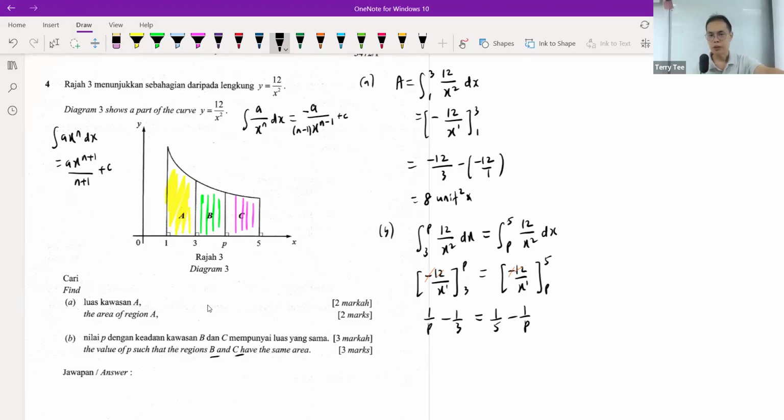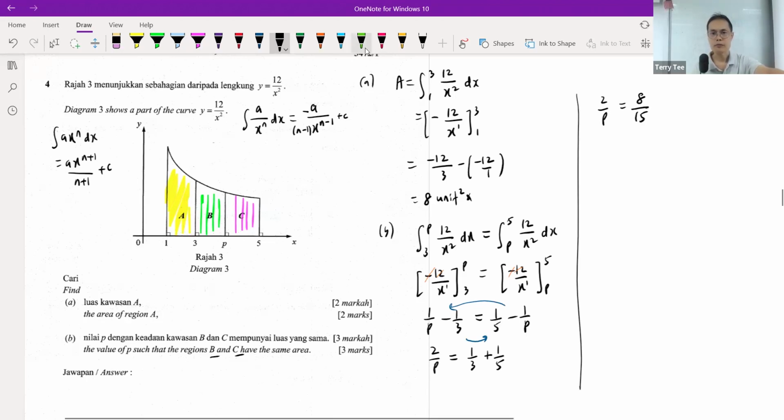Now, let us group the P on the same side. When you bring this P to the left, this to the right, so what you have is 1 over P plus 1 over P is 2 over P. This will be 1 over 3 plus 1 over 5. Okay, it's going to give us, let's continue here, 2 over P is going to give us 5 plus 3, 8, 8 over 15, right? So the 2 and 8 also we can cancel. We can simplify this, left with 4. So you just invert. P is 15 over 4.